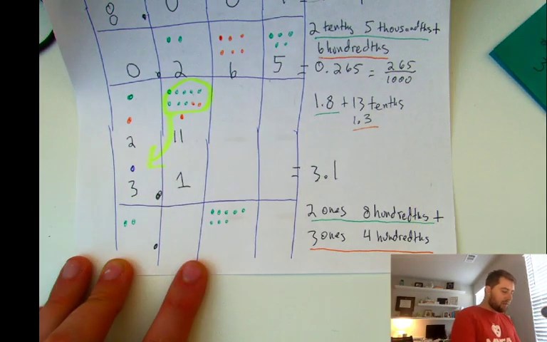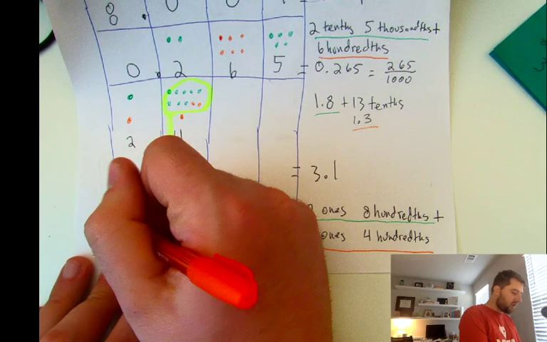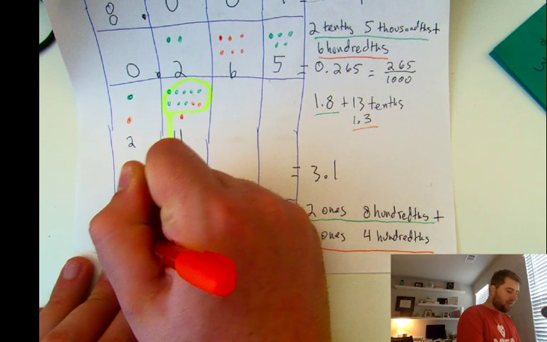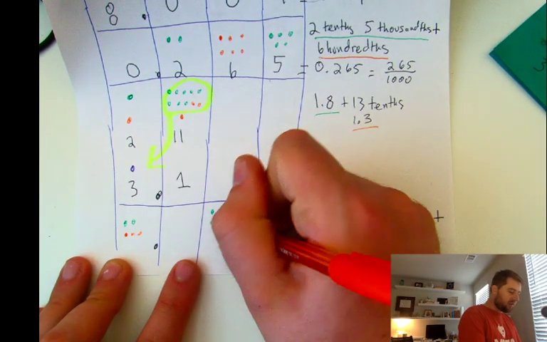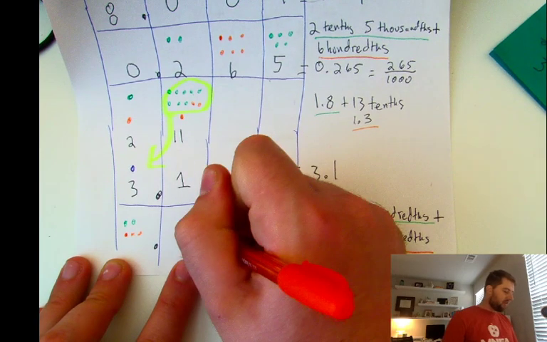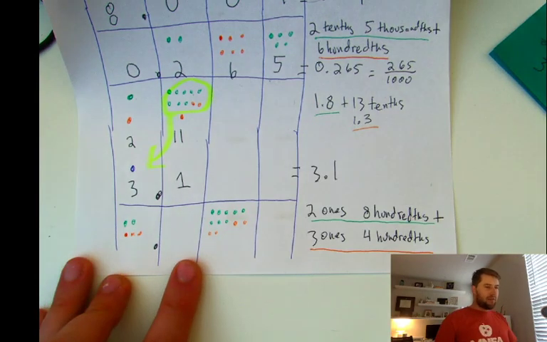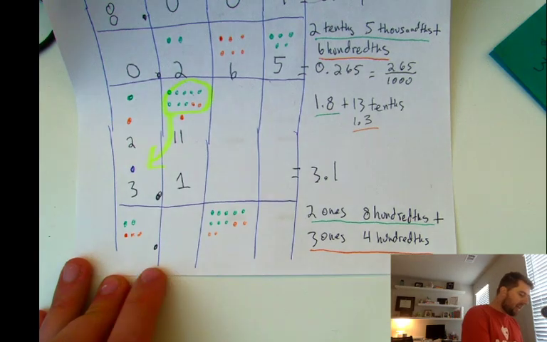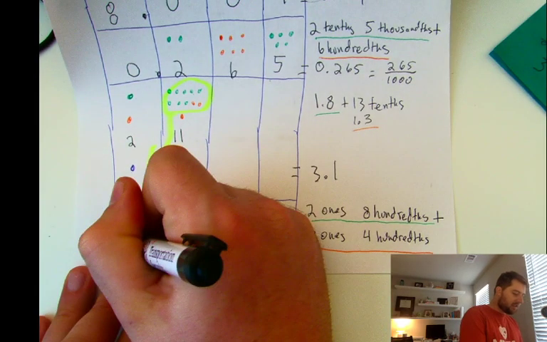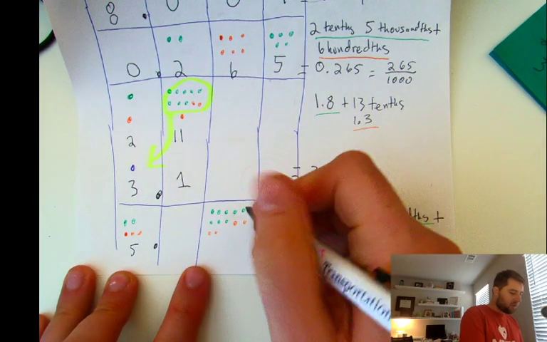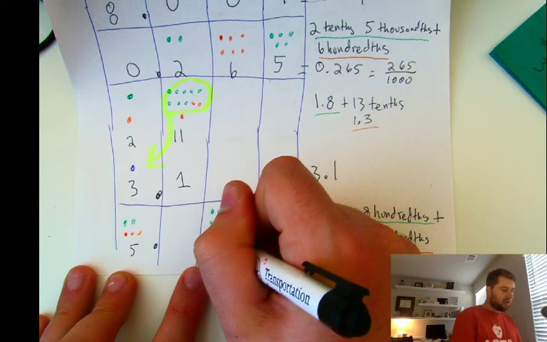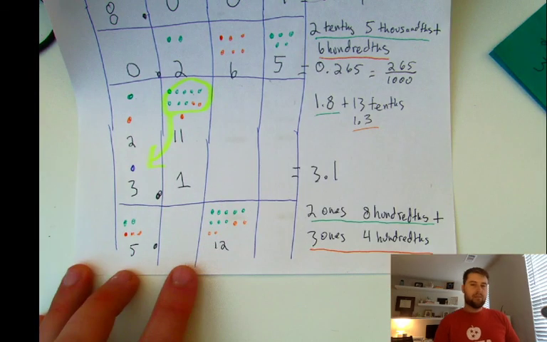And then our orange number, we have 3 ones in the ones place. And then 4 hundredths in the hundredths place. We're putting 4 more dots there. All right, we'll add up all of those. We have 5 in the ones place. And then we have 12 in the hundredths place.